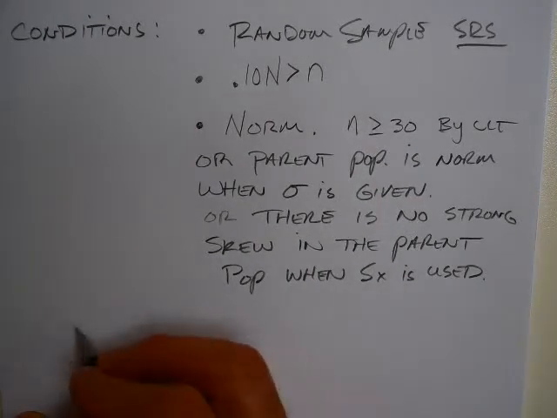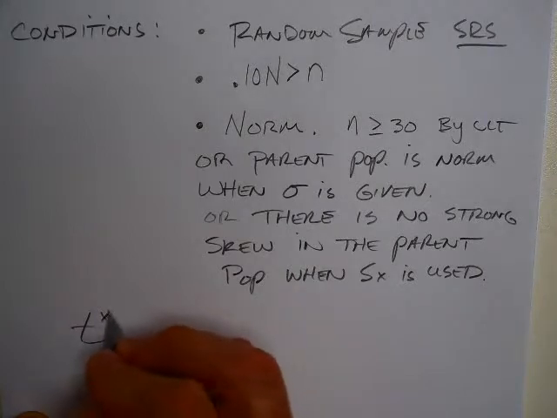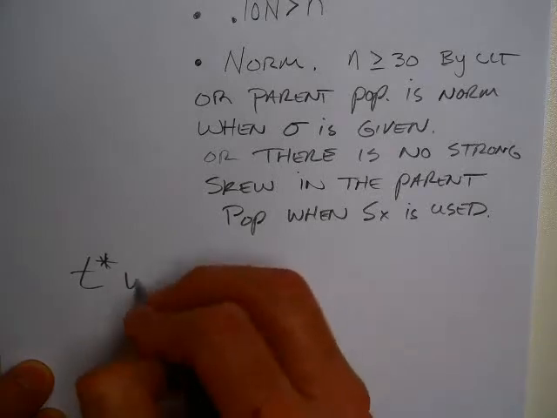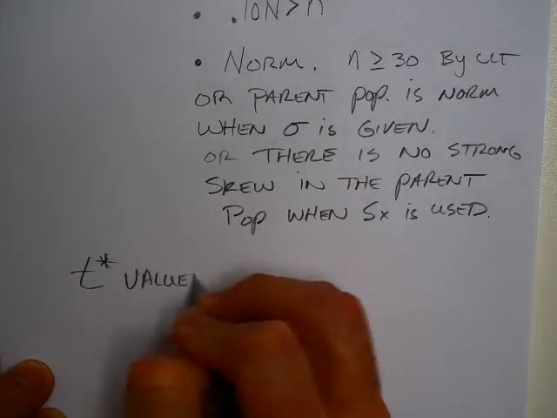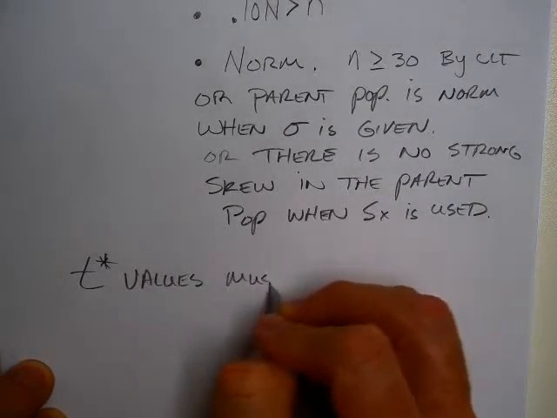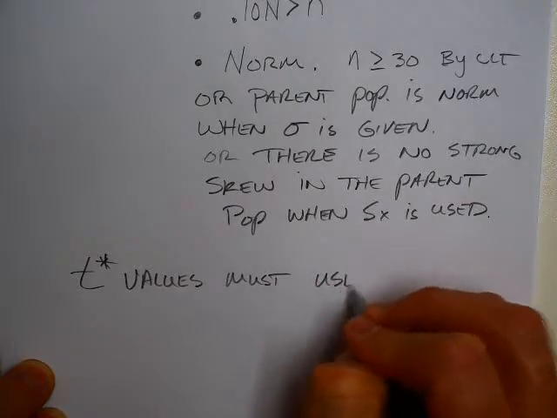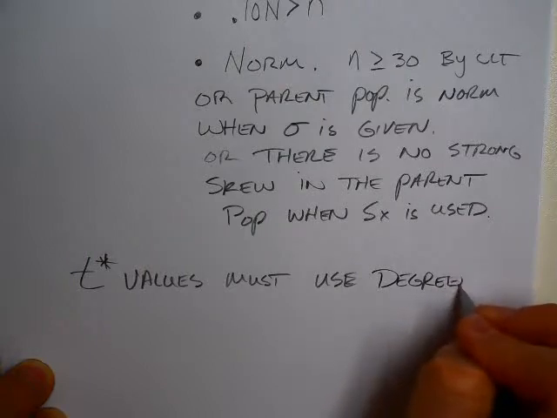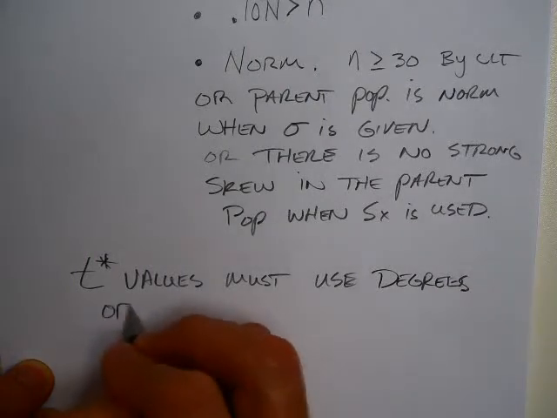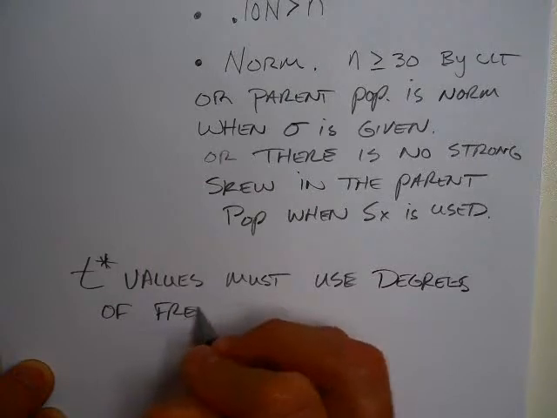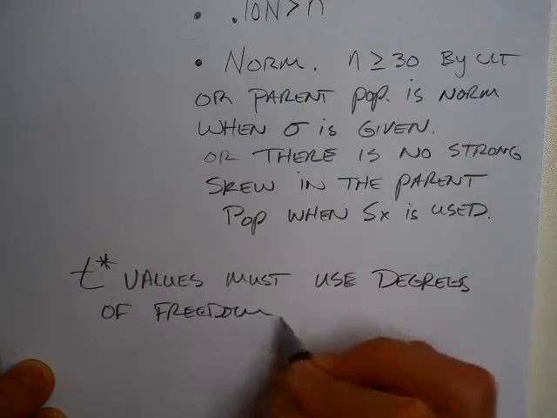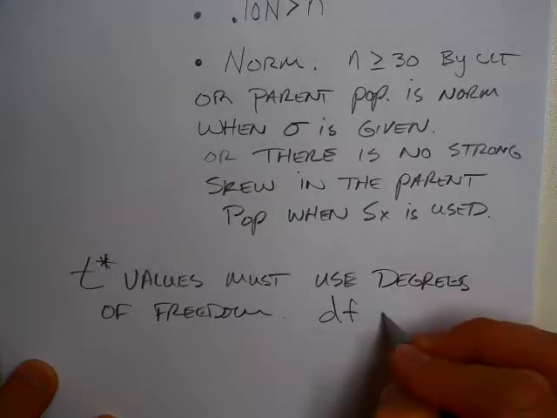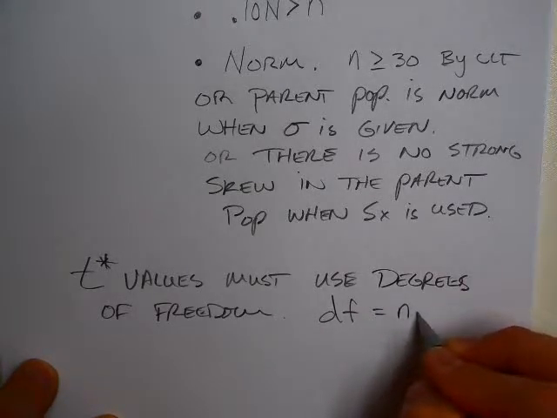Okay, the last thing that you need to know, T star values. This is an afterthought that probably shouldn't have been an afterthought. T star values must use degrees of freedom. Don't worry, this is easy. That's df, and how you calculate df is you take 1 from n, n minus 1.